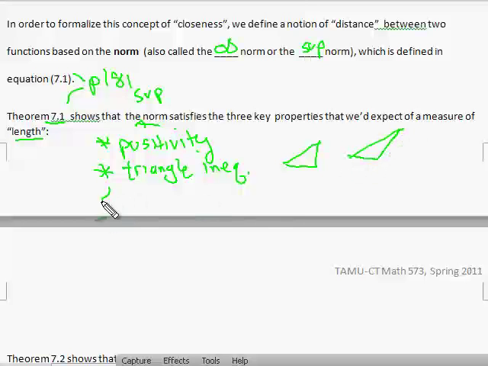Okay. Then the last one is scaling. If you scale your vector by a constant value, then the length should also scale by the same amount. So you should write these down in your notes. These are the three key properties of length that the norm satisfies.